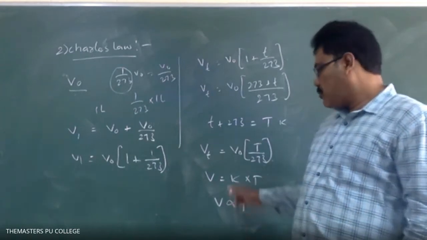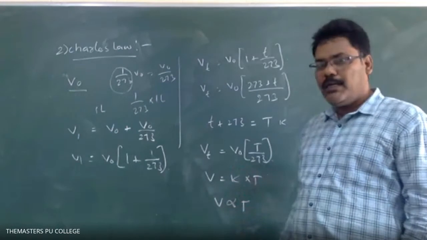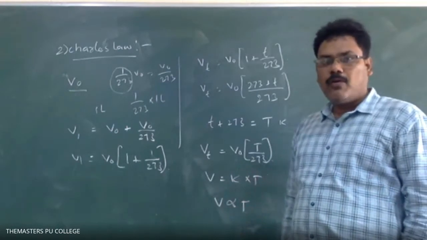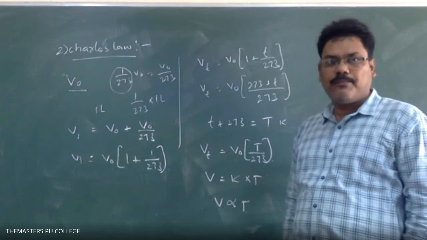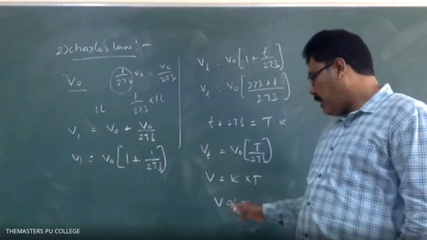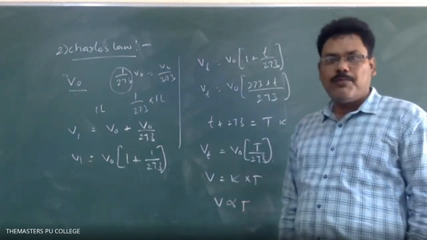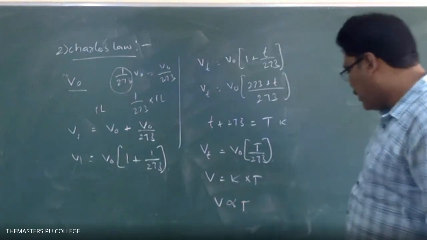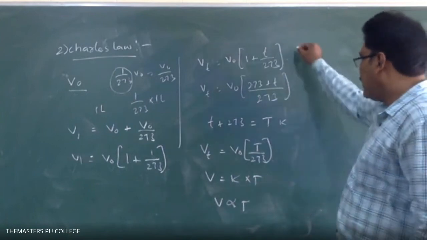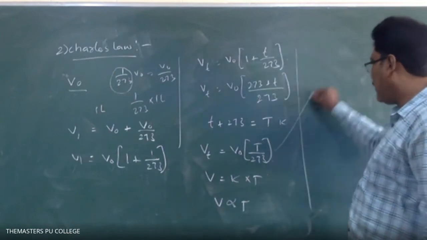Okay. So one more statement, what is that? At constant pressure, for a fixed amount of gas, the volume is directly proportional to absolute temperature. V is proportional to T. And also here, directly, I wrote like this, and one more you can also write from this.